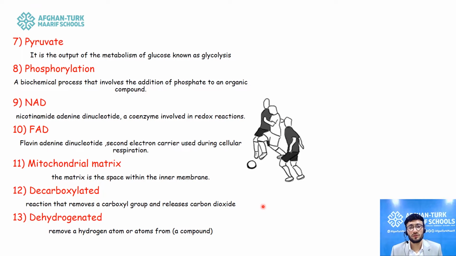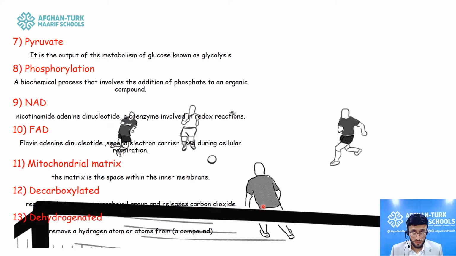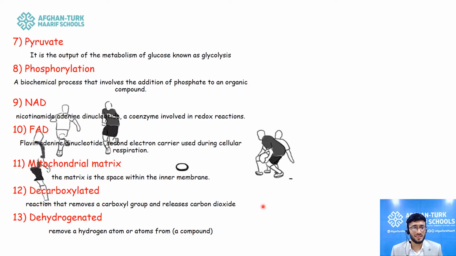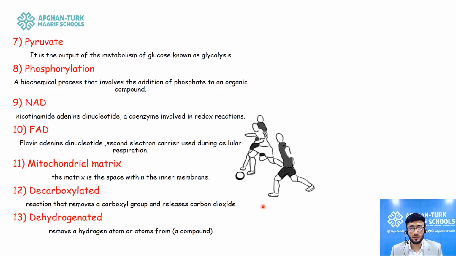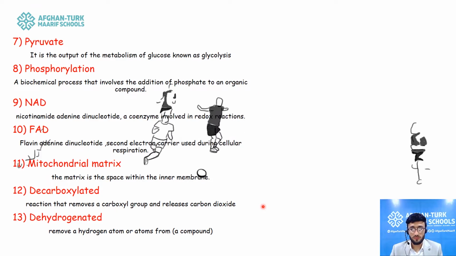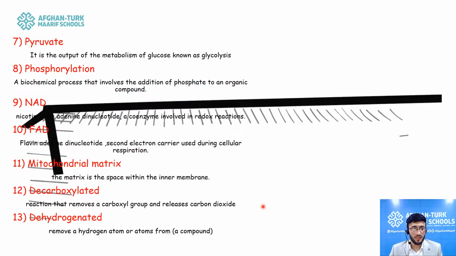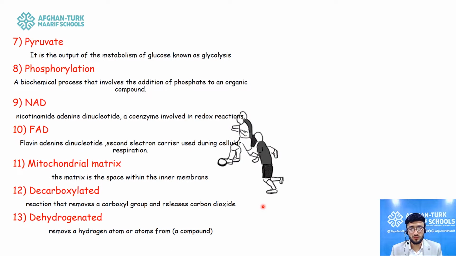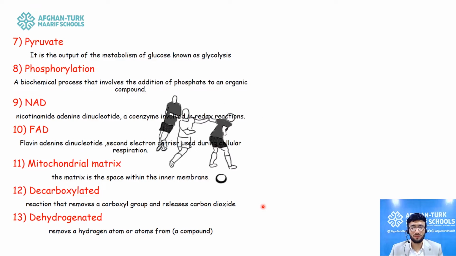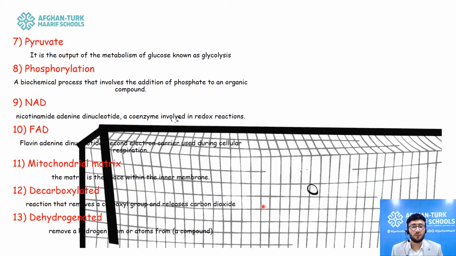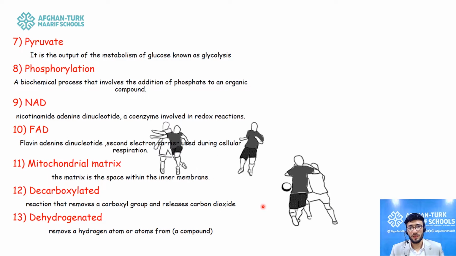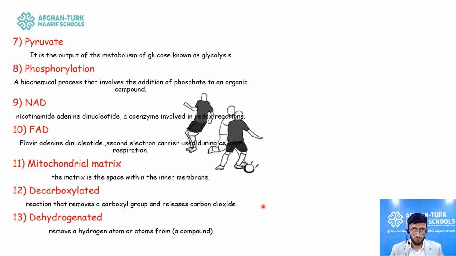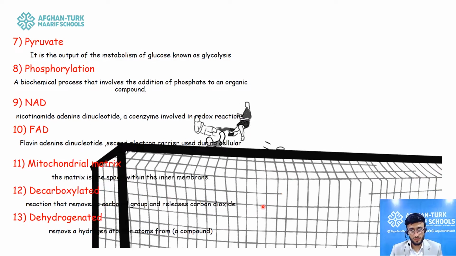NAD and FAD could be thought of as electron carriers. The abbreviation NAD stands for nicotinamide adenine dinucleotide, and it is also a coenzyme involved in redox reactions. And FAD could be thought of as flavin adenine dinucleotide. It is also a second electron carrier used during cellular respiration. NAD and FAD, both of them are electron carriers which transport energy in the form of electrons from one phase into another phase, from one step to the next step.